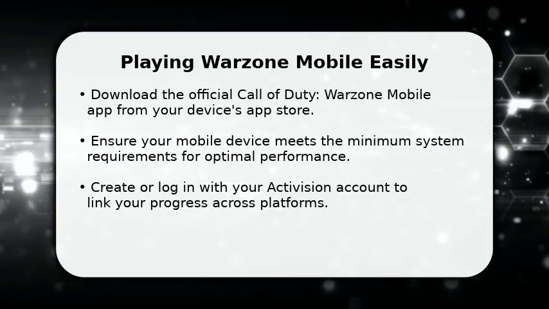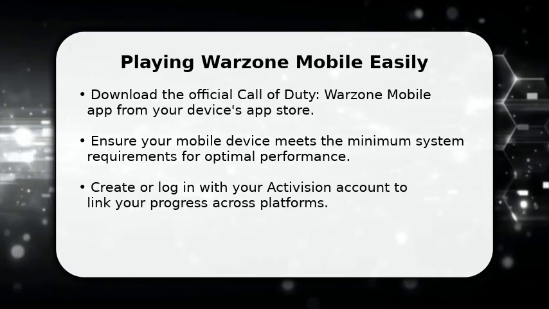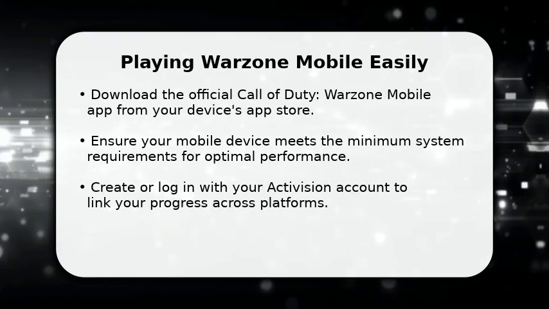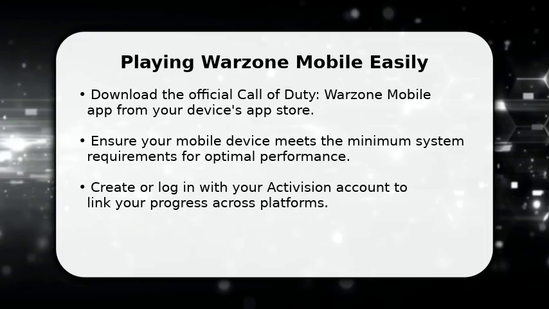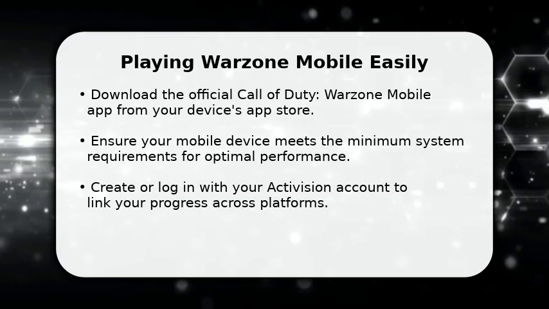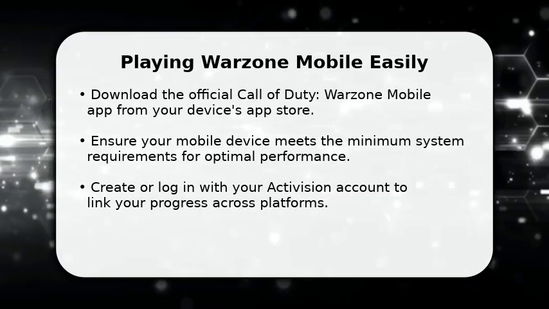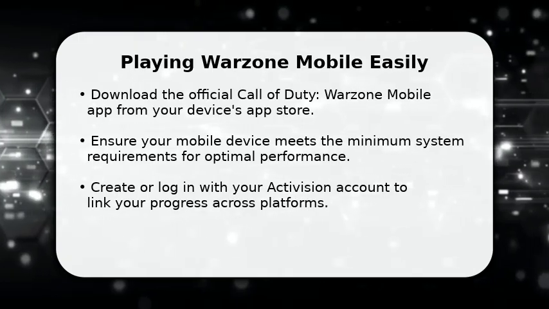In this video, I will explain how to play Warzone on mobile. First, you'll need to download the official Call of Duty Warzone mobile application from your device's respective app store. It's available on both iOS and Android platforms. Make sure your device has at least 4 GB of RAM and a modern processor for the best experience.